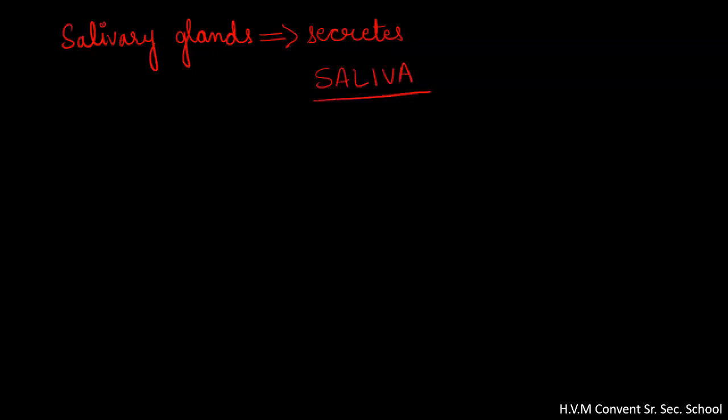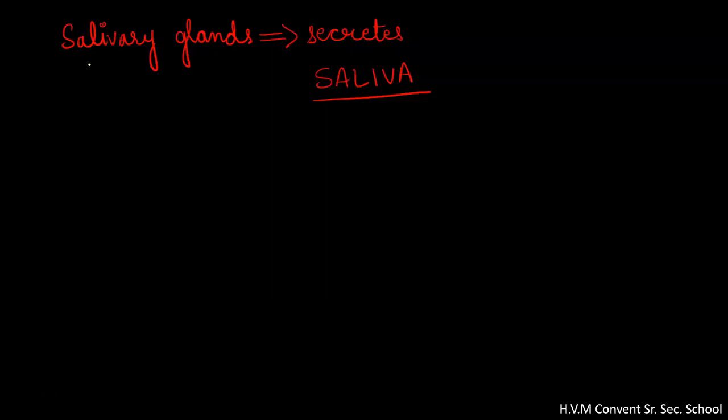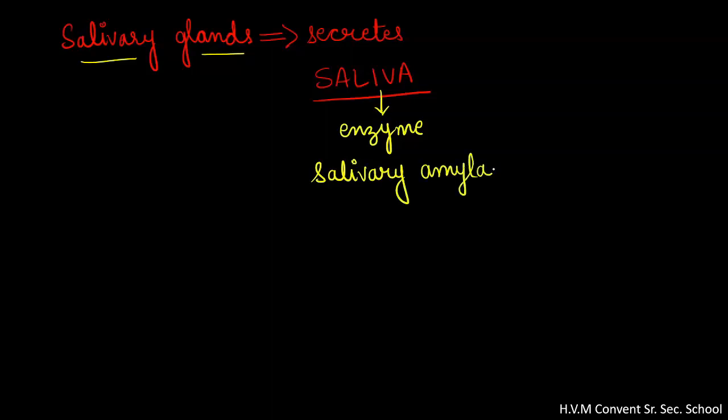Now let us talk about saliva. What is saliva? It is a transparent fluid or liquid that is secreted by salivary glands. What is the function of this saliva? Firstly, saliva has a special enzyme known as salivary amylase. So what does this salivary amylase do?